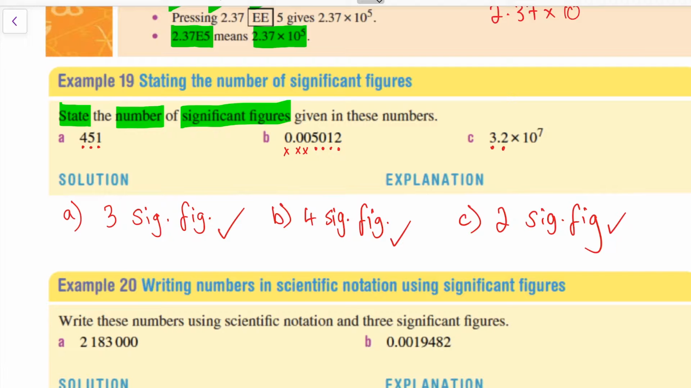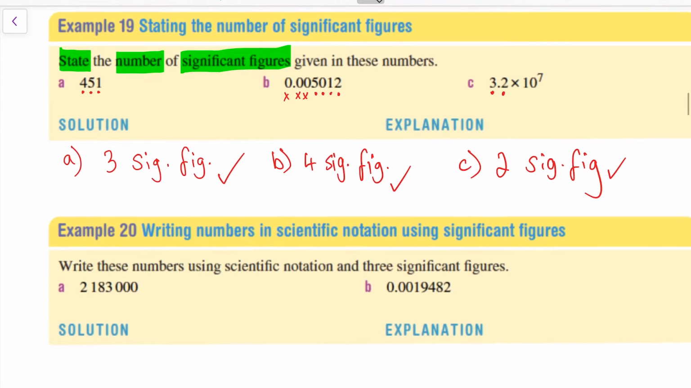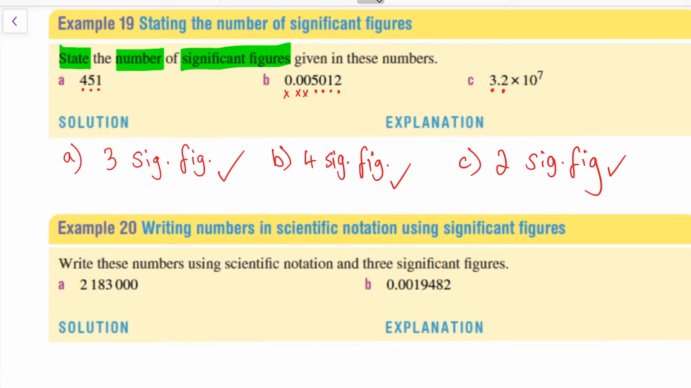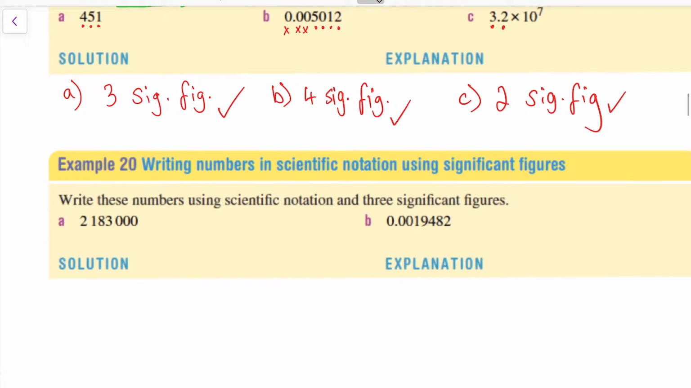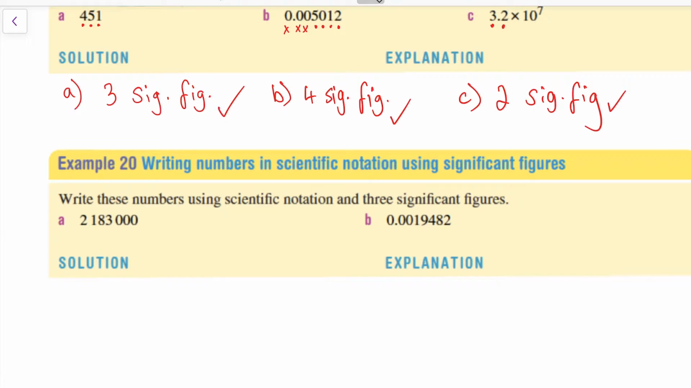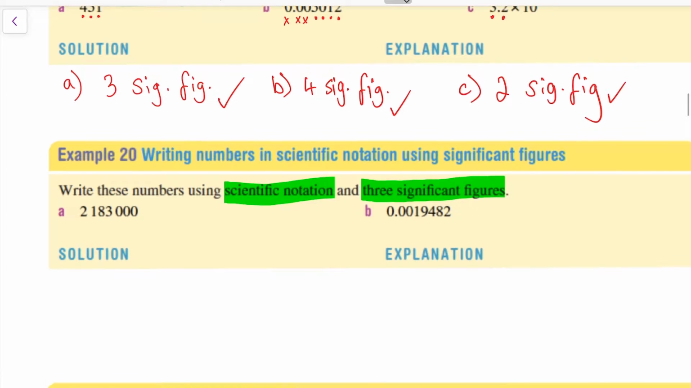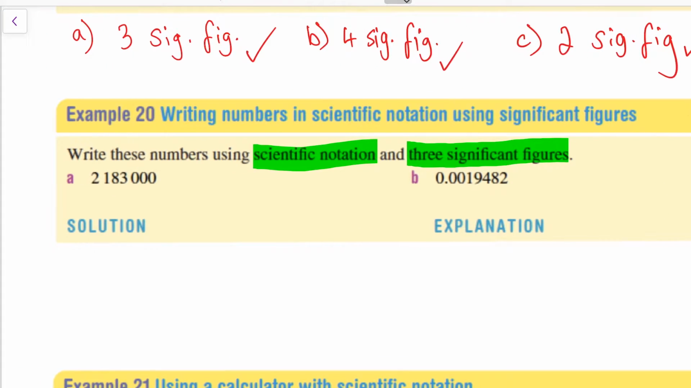All right. Hopefully you feel nice and comfortable with that. Let's go on to some harder questions, because example number 20 is probably the more classic type of question I would put in your test. It's now asking you to write these numbers in scientific notation and to 3 significant figures. So it's almost like I'm asking you to round to 3 significant figures. That's what it's really going for.